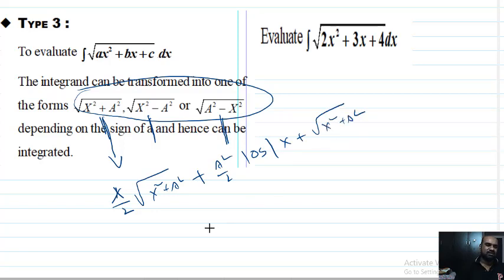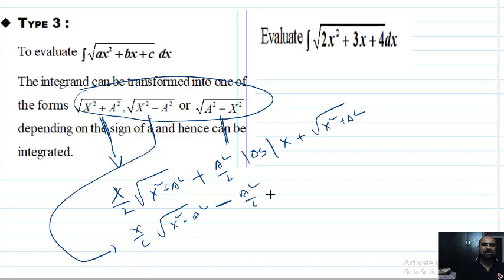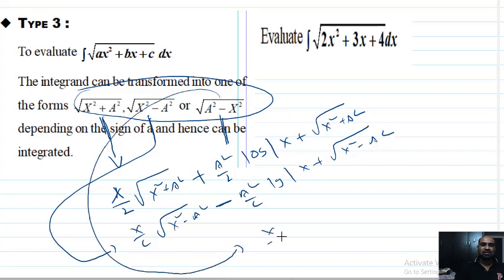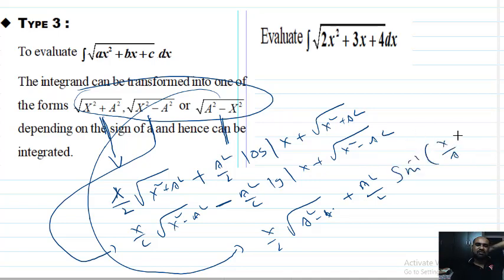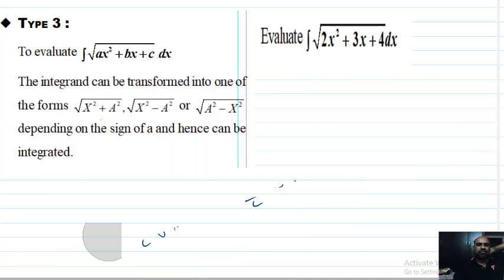You should remember this. What does this one give? X by 2 into root over X square minus A square, minus A square by 2 into logarithm of X plus root over X square minus A square. And what does this give? X by 2 into root over A square minus X square, plus A square by 2 into sine inverse of x by A plus C. Actually, this is not a special type, the special substitution type is already completed. I just want to solve this problem.